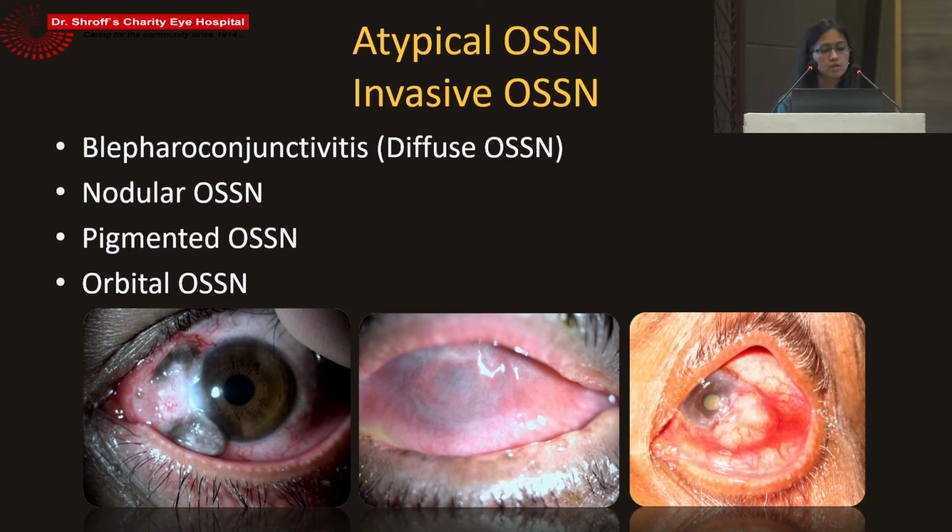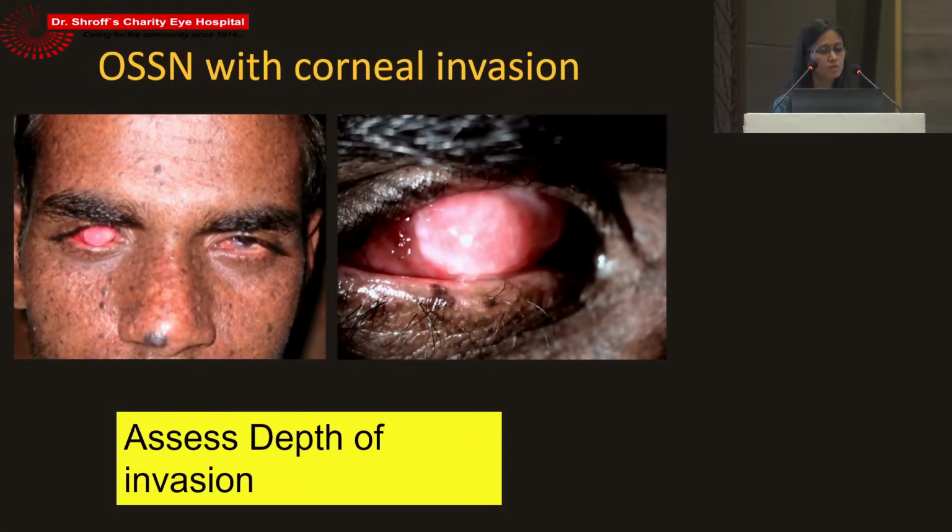So these are usually the corneal variant of OSSN. There are a few other variants which can also be a little more aggressive. The atypical variants like a diffuse blepharoconjunctivitis, where there is involvement of the sclera with a lot of thinning. This was a pigmented OSSN in an HIV-positive patient, and a nodular variant which tends to go deeper rather than come more towards the surface. These are also typically seen more commonly in xeroderma pigmentosum patients and other patients with an immunocompromised state.